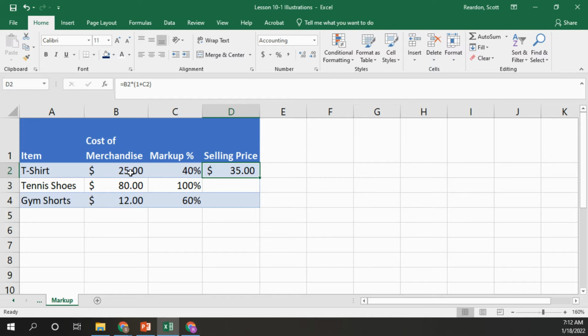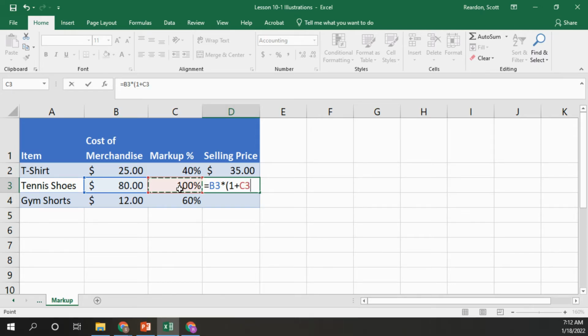So I paid $25 for it from, say, the manufacturer. I'm going to turn around and sell it to my customers for $35 after a 40% markup. I realized I could copy and paste that formula. Let's do that again. I'm going to take my original price times 1, the original price, plus my markup.